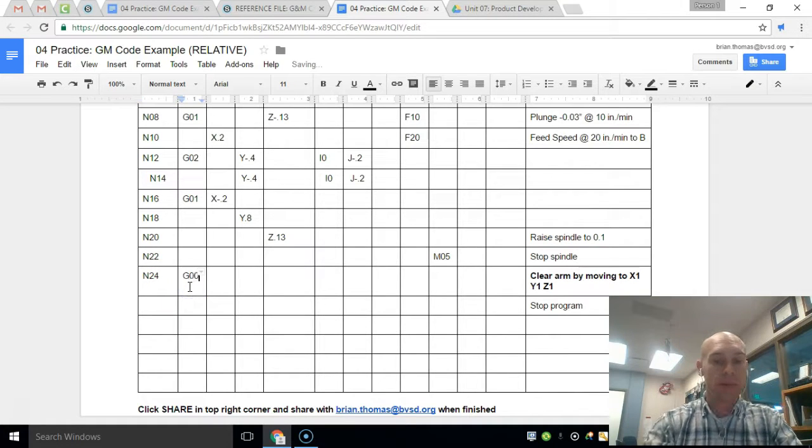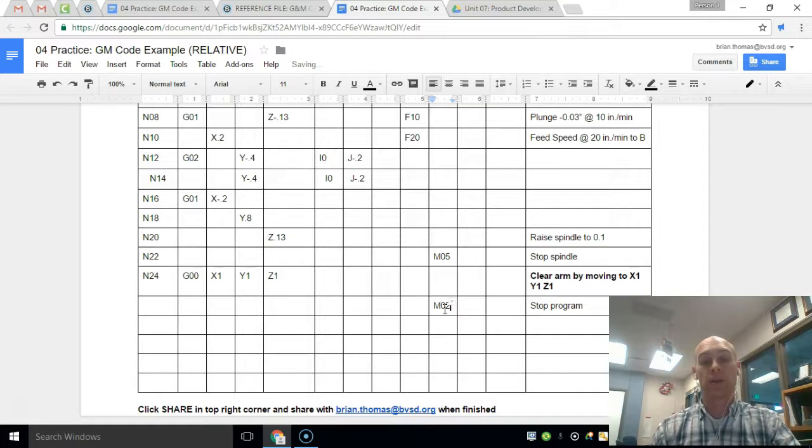And so I can rapid, and I can just move it from wherever it is an inch in all directions. And that will clear it and move it out of the way, which is what my goal is. So you don't need to actually calculate how far in the X, Y, and Z to get to the absolute coordinates 1, 1, 1. We're not really concerned about that. We just want to move it out of the way. And last, stop program was M02.